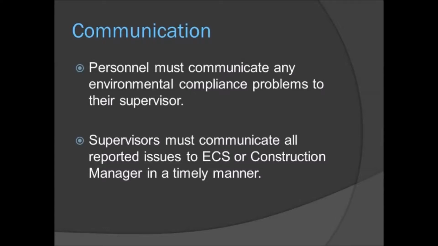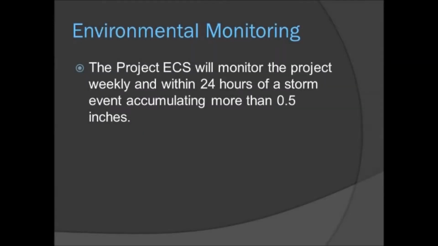UCC encourages an atmosphere of openness. All project personnel are encouraged to communicate any environmental concerns to their supervisor and ultimately to the environmental control supervisor. As a requirement for the construction permit, the ECS will monitor the project weekly and within 24 hours of a rain event with more than a half an inch of precipitation.